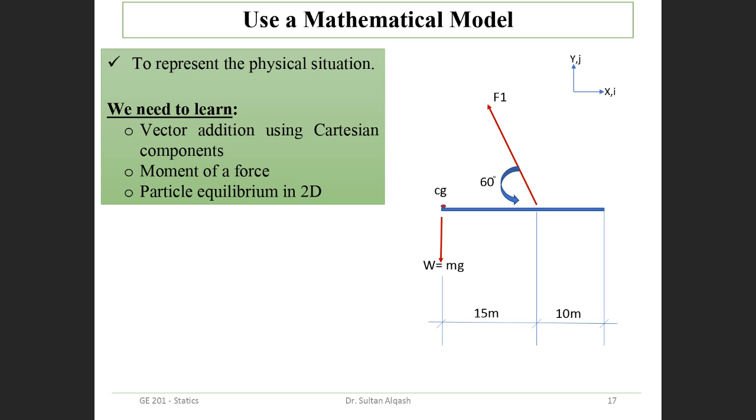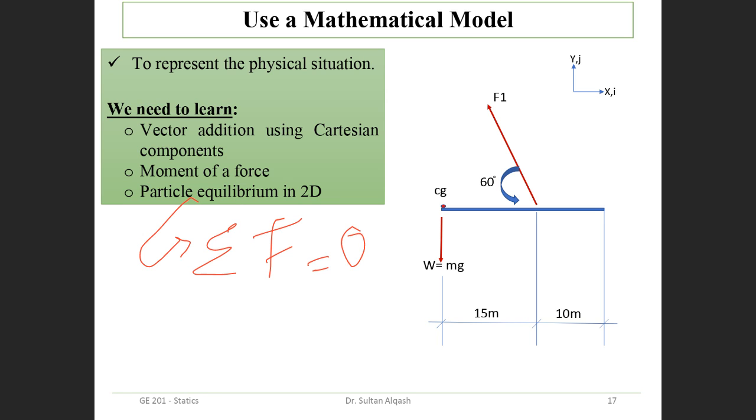Okay, so now use a mathematical model to represent the physical situation, and then the vector addition. So we need to learn now to solve this problem. I need to know the vector addition, know about the vector, how can I calculate the vector, how to define the components, right? And then the moment by moment, and then a particle in equilibrium in order to have sigma F equals 0. This is the end of the day what we mean by equilibrium. We solve Newton's first law. Okay.